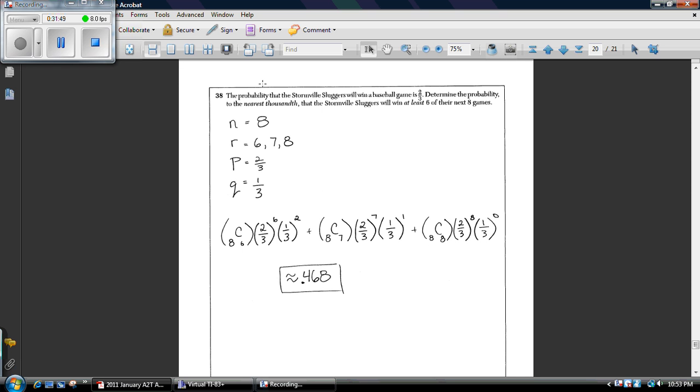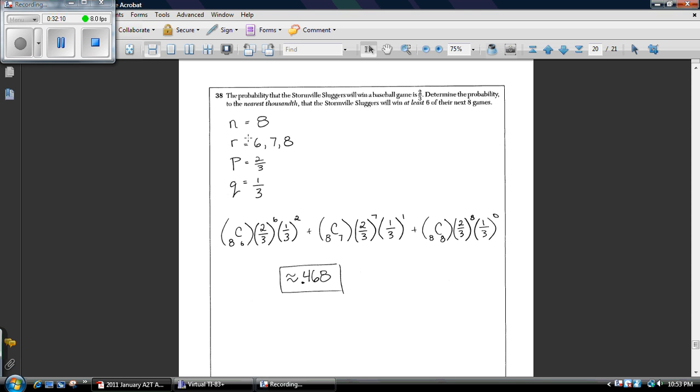The probability that Stormville Sluggers will win a baseball game is 2/3. Determine the probability to the nearest thousandth that the Stormville Sluggers will win at least 6 of their next 8 games. So here's the deal. Whenever I do these types of probability problems, I write out N, R, P, and Q. N is the number of events, total, that's 8.